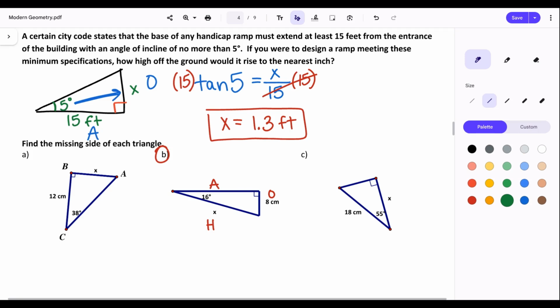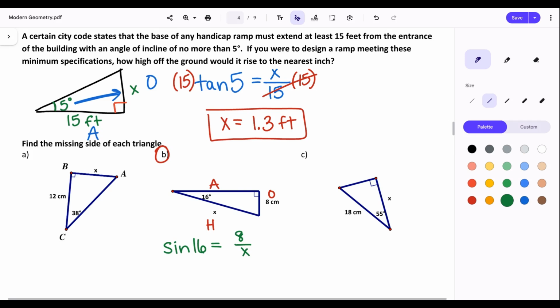Sine does, okay? So we're going to do sine, and our angle measurement was 16. So that's going in for that theta letter that we saw the other day when we were setting up our trig functions, okay? So sine of 16 equals opposite over hypotenuse. So this would be 8 over x.